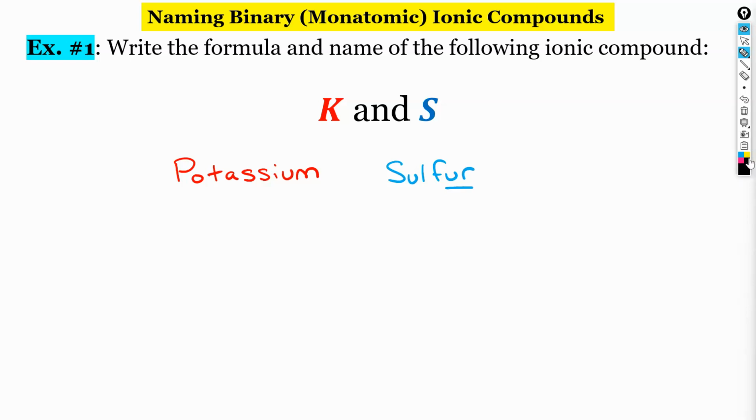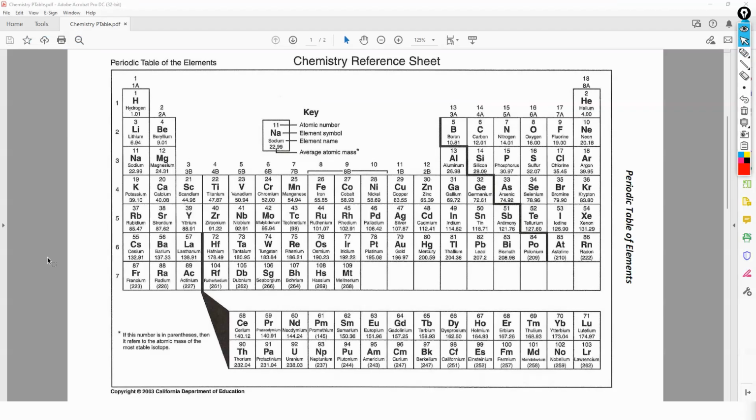So when we write out our name, we're going to leave the cation the same. So it's going to be potassium. We're going to change the ending to IDE. So instead of it being sulfur, it's going to be sulfide. Okay, so we change the ending to IDE. Now, the second thing it asks us to do is to write the formula. So to do that, let's take a look at our periodic table. So let's start by finding our cation. Our cation is potassium.